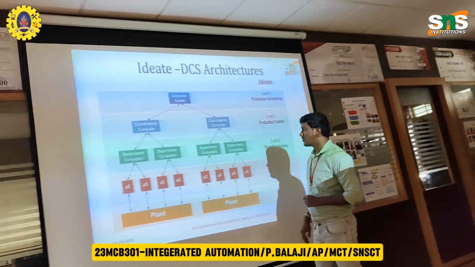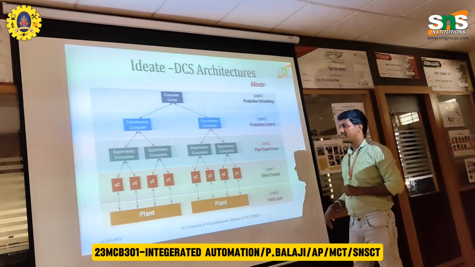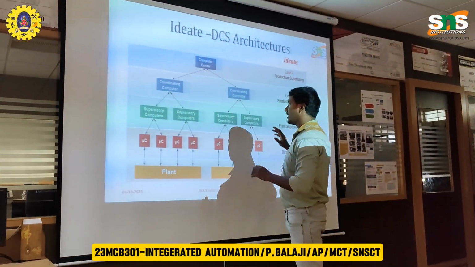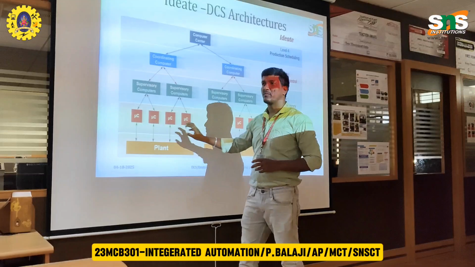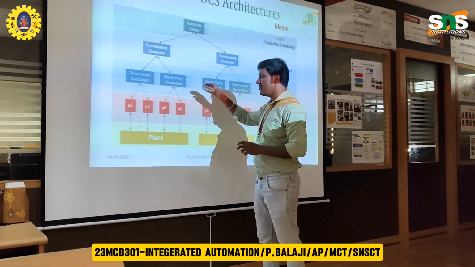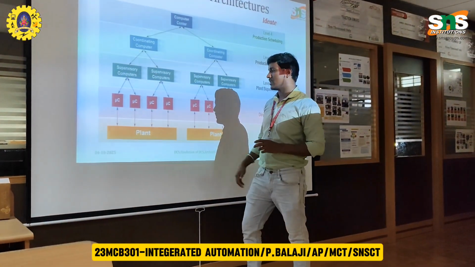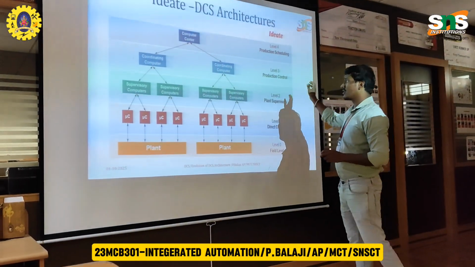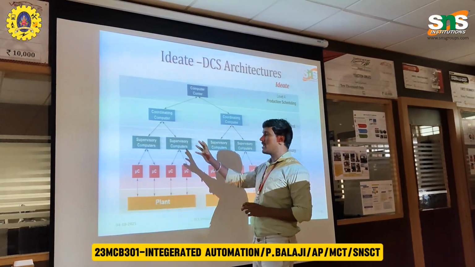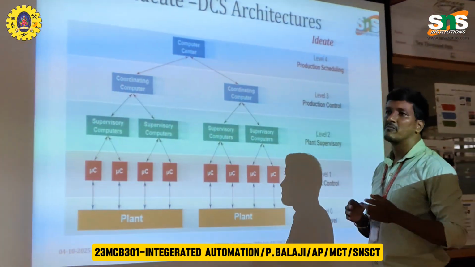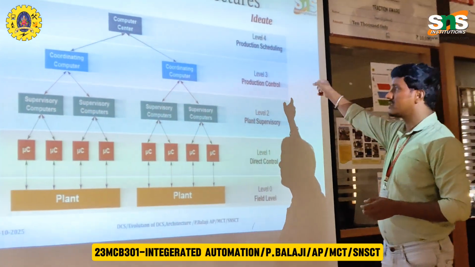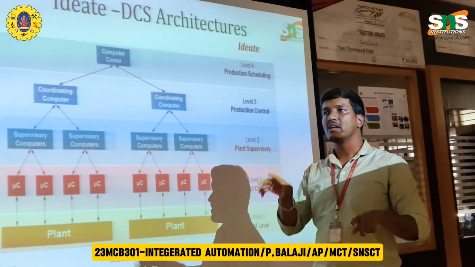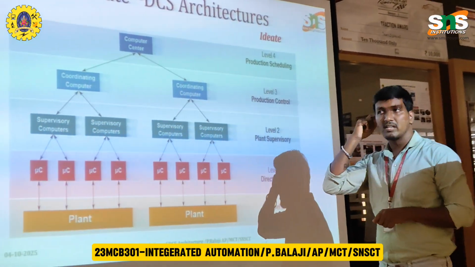After that, plant supervisory. Plant supervisory systems control all the PLCs which are available between our supervisory computers and our field devices. Then production control, which may coordinate the time dependent processes, and then production scheduling. Finally, we can see all those controlling processes in a single window.